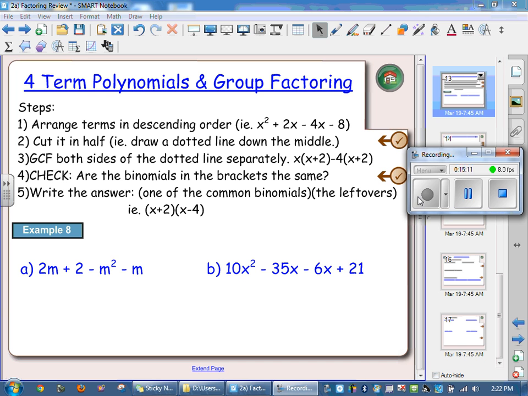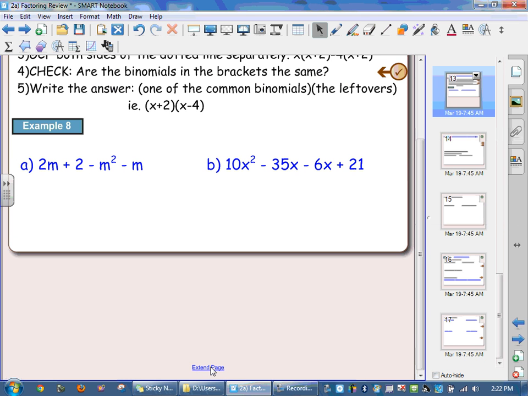So, on the first one, I need my negative m squared first. Then I've got a minus m plus 2m plus 2. So really, I just started with the stuff that was on the right-hand side. Now I'm going to draw my dotted line down the middle, and I'm going to factor each side. By factoring, I'm going to take a GCF out of each side.